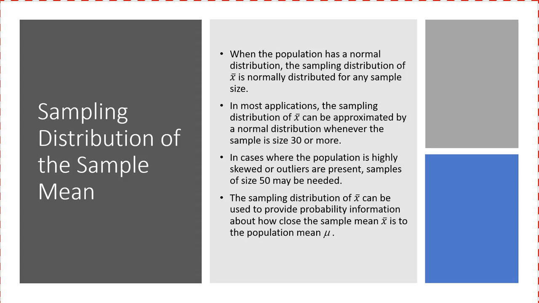So when the population has a normal distribution, the sampling distribution of X bar is normally distributed for any sample size. In most applications, the sampling distribution of X bar can be approximated by a normal distribution whenever you have a sample size of 30 or more. However, if you anticipate that your data is highly skewed or has outliers, you might want to think about increasing the sample size to at least 50. And when you get into more complicated models, sample size will obviously have to be adjusted and made larger. The sampling distribution of your sample mean can be used to provide probability information about how close that sample mean X bar is going to be to your population mean mu.